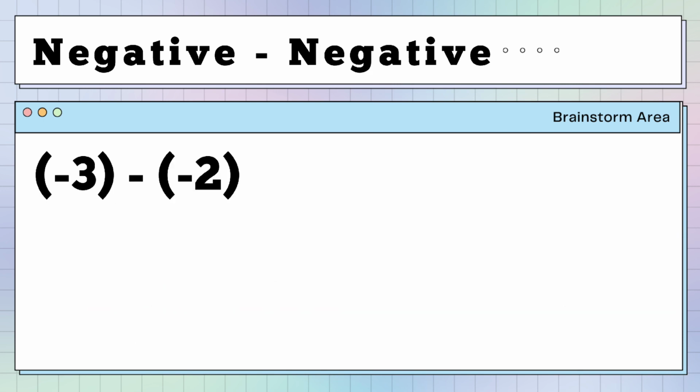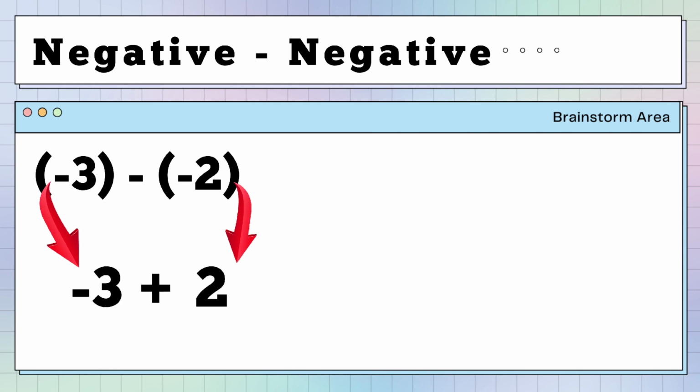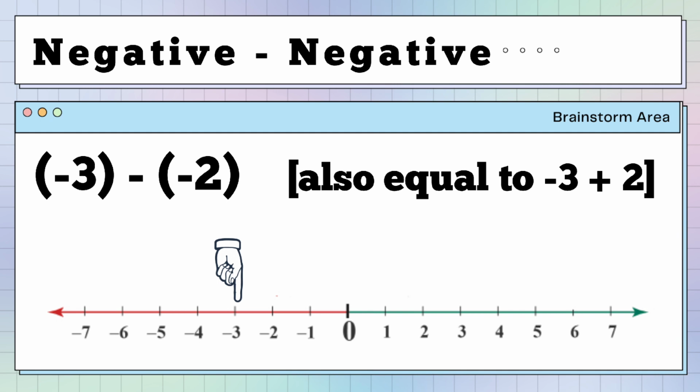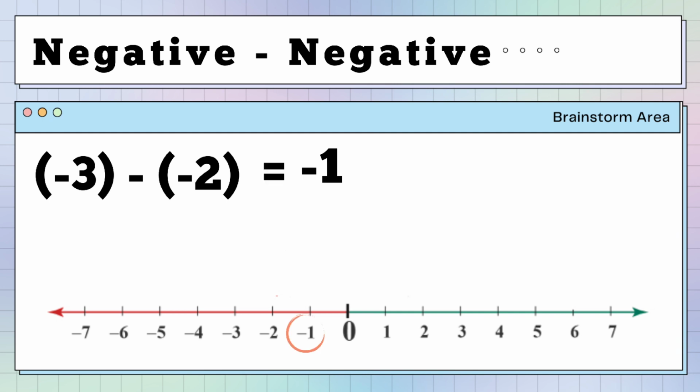The last one is subtracting two negative integers. First thing to do is to apply the rule. If it is subtraction and the second number is a negative integer, the operation will become addition. So now our equation is negative 3 plus 2. Given that negative 3 is a negative integer, then we will count 3 from the left side of 0. And considering that 2 is a positive integer, then we will count 2 from the right side of negative 3. So now our answer is negative 1.